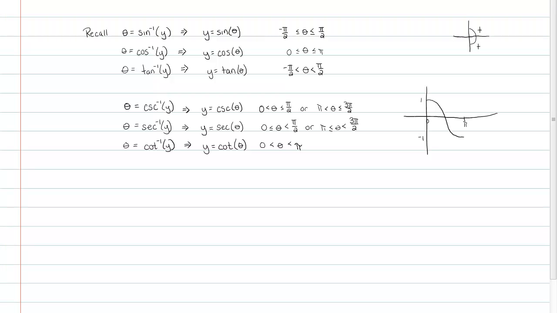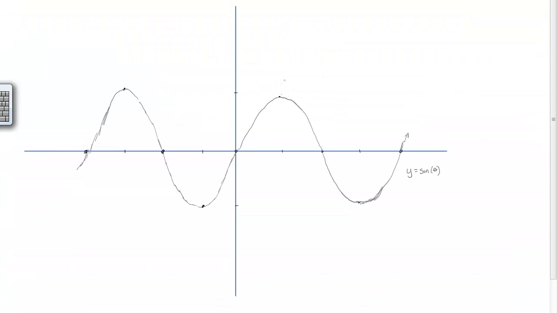Let me illustrate the reason for these choices, just for one of them, just for the cosecant. You should probably recall that to graph the cosecant, you go ahead and graph the sine curve first. Then wherever the sine crosses 0, you have vertical asymptotes for the cosecant.